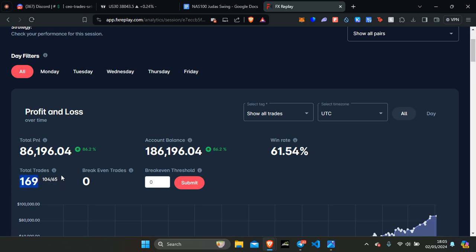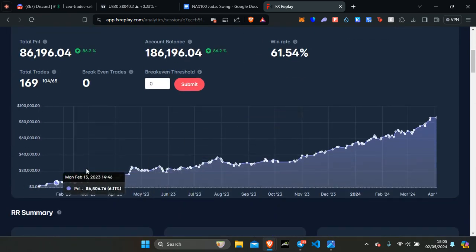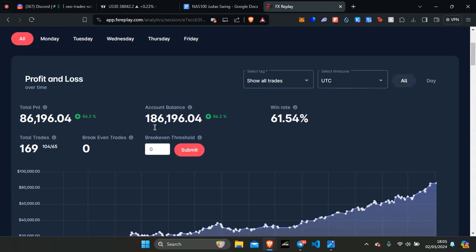Now, this was taken over a large data set of about 13 months. So this isn't something that I've tested just for a month. This isn't something that I've taken a few trades on. This is something that I've done extensive research on. And as we can see, over the course of 12 to 13 months, we were able to grow this account from 100 grand to $186,000. That's an 86.2% gain on the account over the course of 1 year.